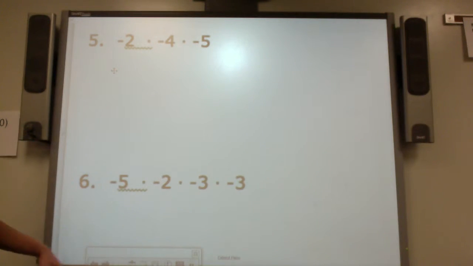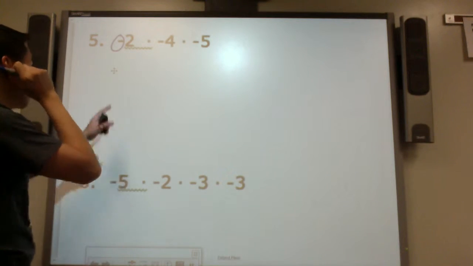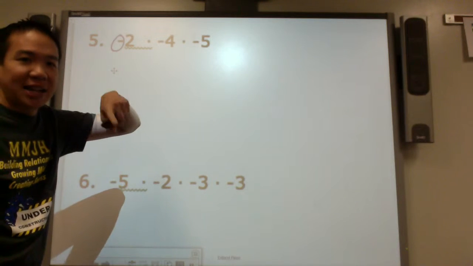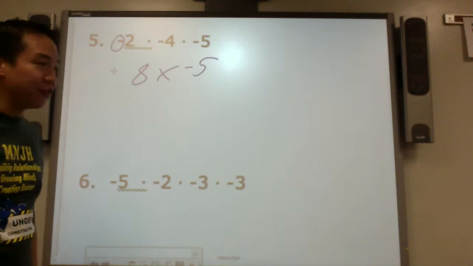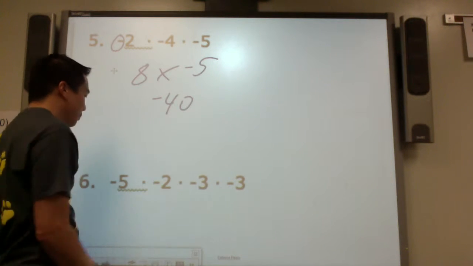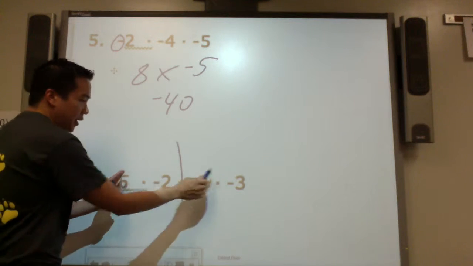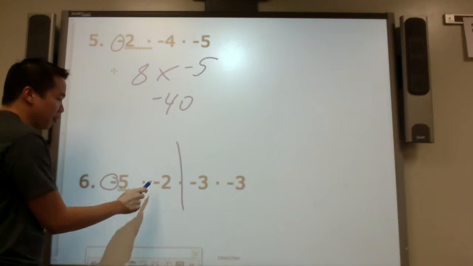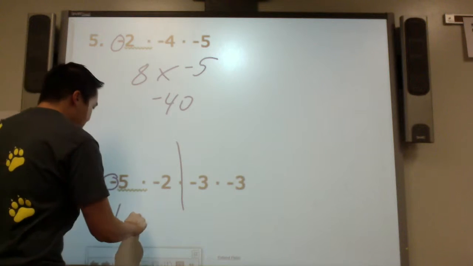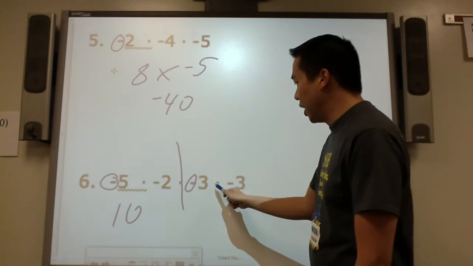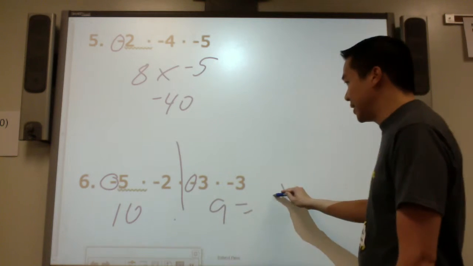This is where it gets harder. Let's focus on the first two numbers before you freak out by the third one. What is the opposite of 2 times negative 4? That's negative 8. Opposite is 8. And what is 8 groups of negative 5? That's negative 40. Next one. Before you freak out, let's split it into two different problems. What's the opposite of 5 groups of negative 2? 5 groups of negative 2 is negative 10. Opposite is 10. Next one. What's the opposite of 3 groups of negative 3? That's negative 9. Opposite is 9. 10 times 9 is 90.